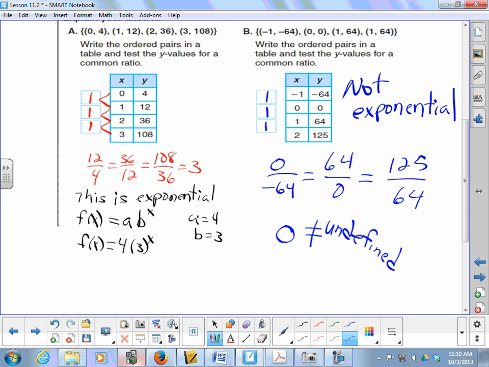Okay? All right? Now, I'm going to give you a hint here. Okay? All right, you ready for this? If this point is ever in your data, it's not exponential. Okay? And the reason is because y can never equal 0. All right? Because if y equals 0, there's no dividing that can work in that case. So if you see 0, it's not exponential. Okay?